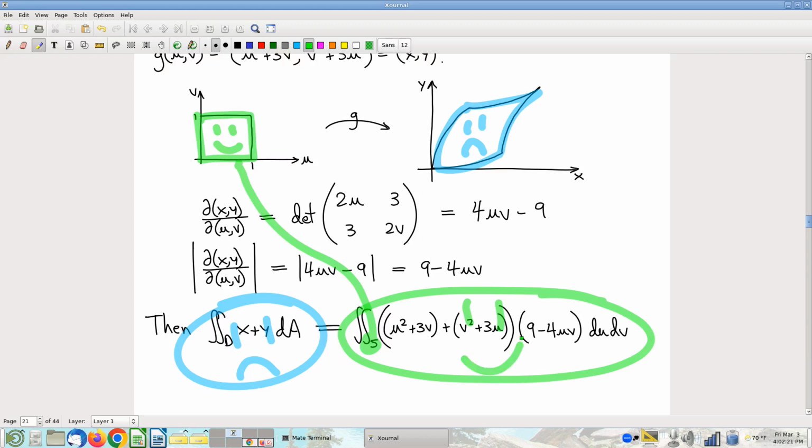I mean, sure, you got to multiply out a polynomial, no big deal. But then, as an iterated integral, 0 to 1, 0 to 1. Easy bounds, easy plugging in, no problem. So I'm going to call this a big win. That green integral is much easier than that blue integral. Everybody happy?